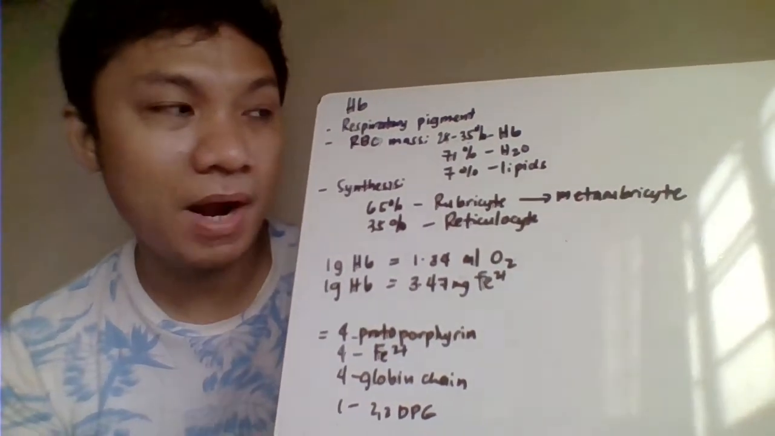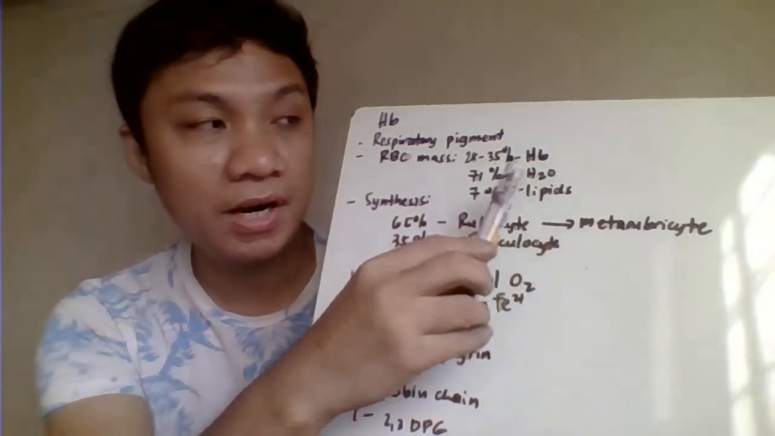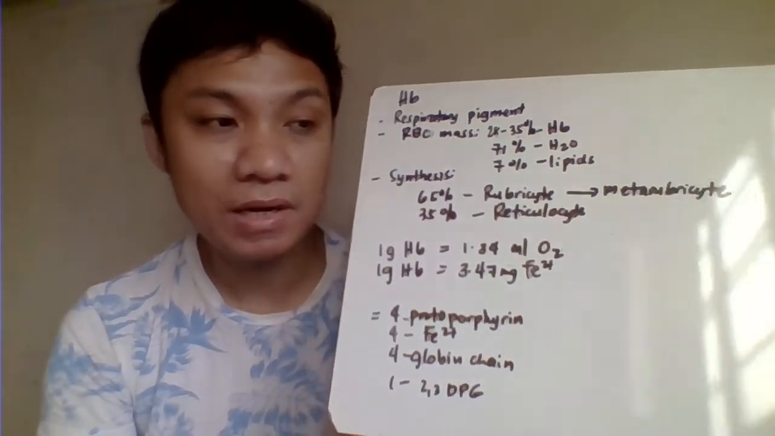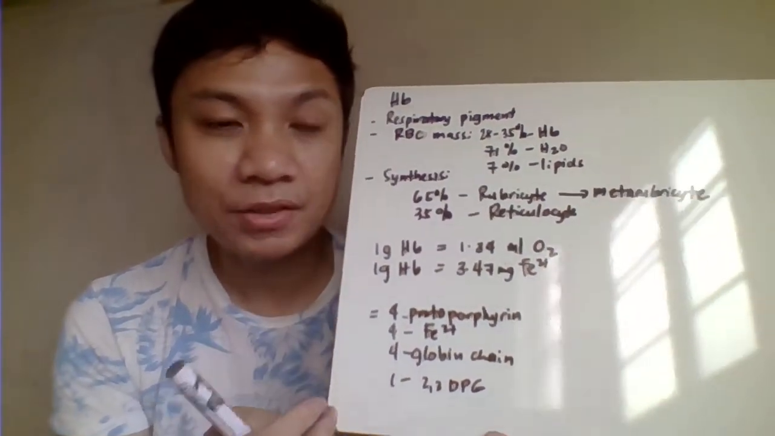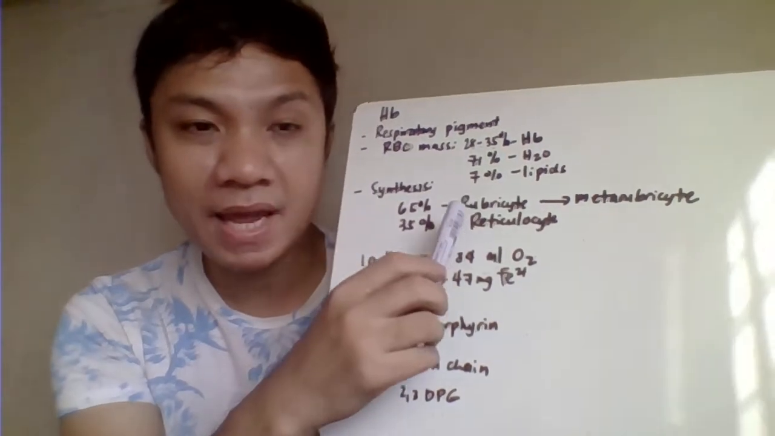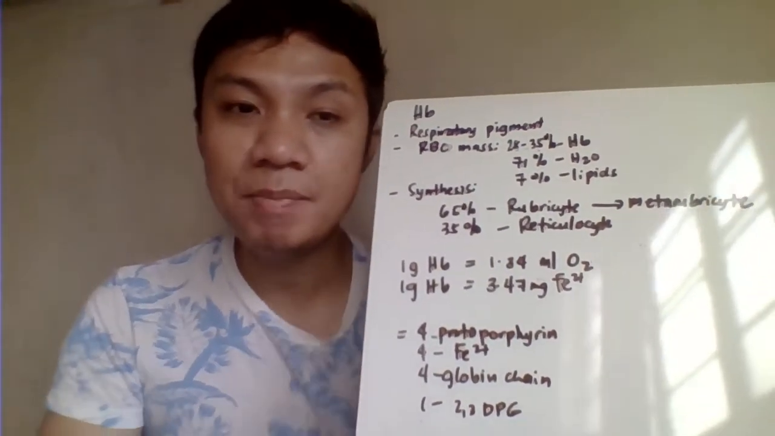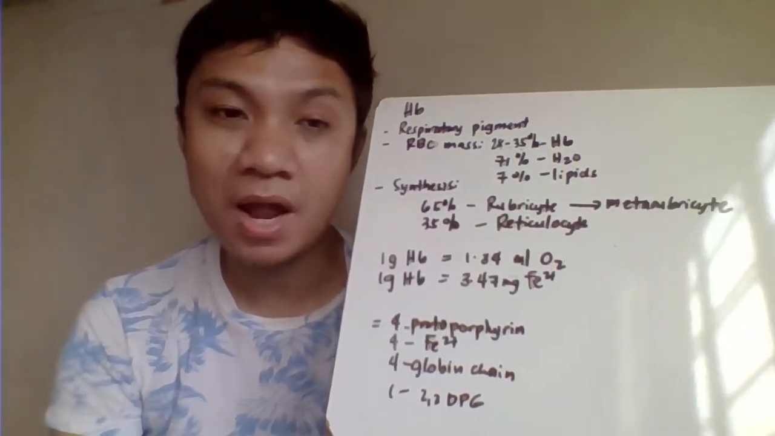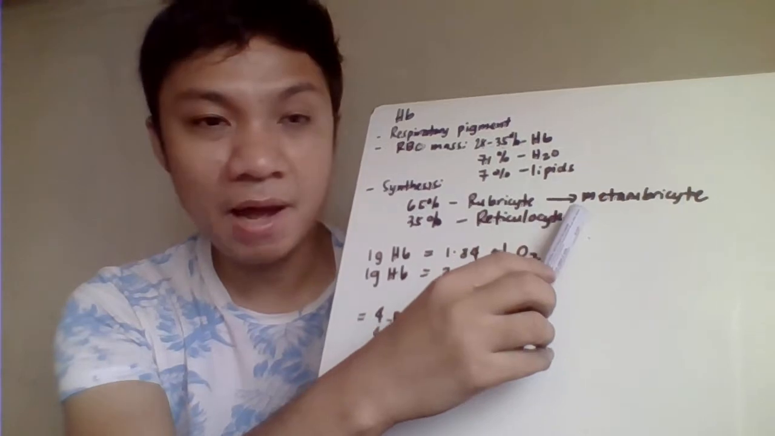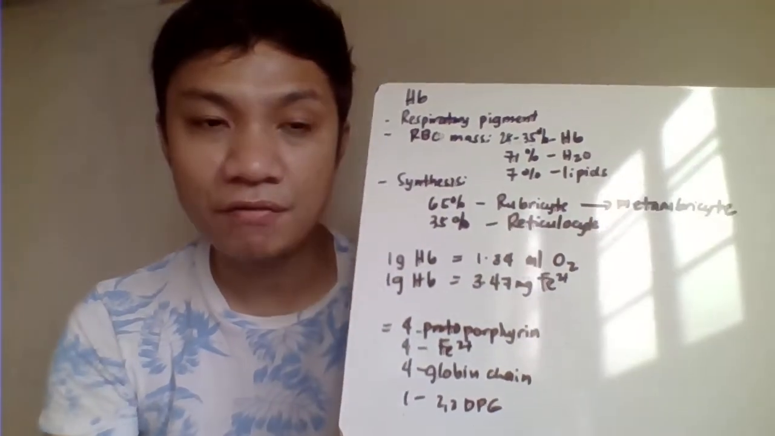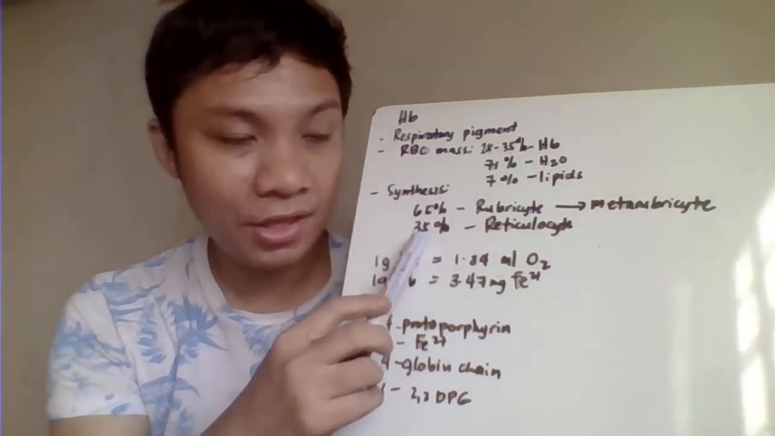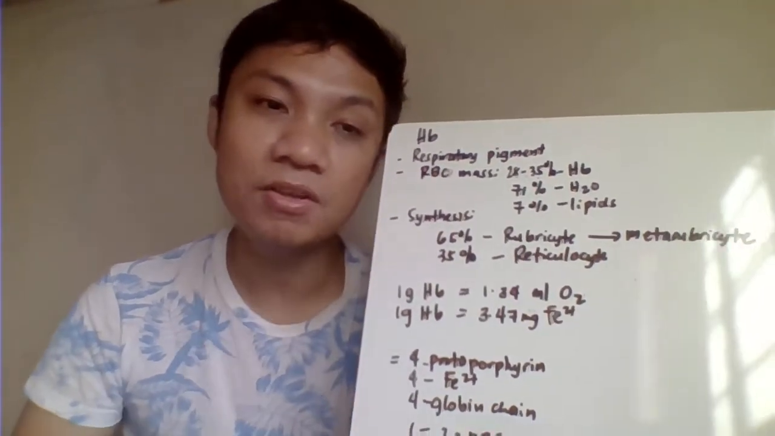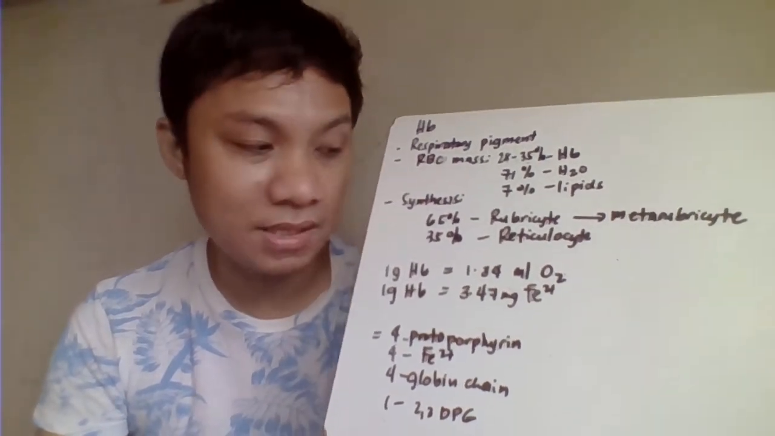Okay, the RBC mass is primarily made up of 28 to 35% hemoglobin. 71% of your RBC mass is the water content, and 7% is made up of lipids. The RBC synthesizes our hemoglobin starting only in your rubricyte stage. Again, this is where the RBC assumes a pink-gray cytoplasm, because on that stage, the rubricyte is where hemoglobin synthesis starts. Up to your metarubricyte, 65% of your hemoglobin production is concentrated. And the remaining 35% of your hemoglobin is synthesized up to your reticulocyte stage. And remember that your mature RBC is no longer capable of hemoglobin synthesis.